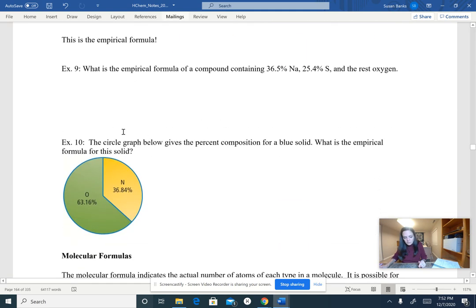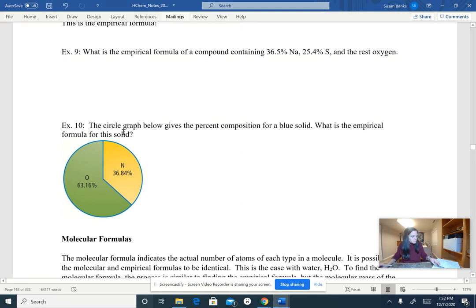So here we go. Let's do another example. What is the empirical formula of a compound containing 36.5% sodium, 25.4% sulfur, and the rest oxygen? How do I figure out that number? Don't I just take 100 minus these other 2 numbers to get that? Yeah, so let's do that really quick.